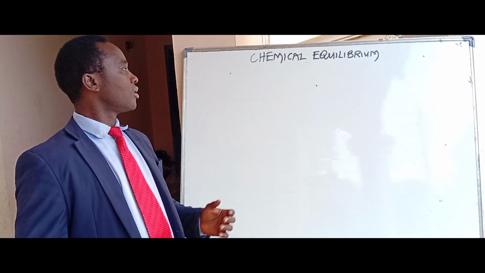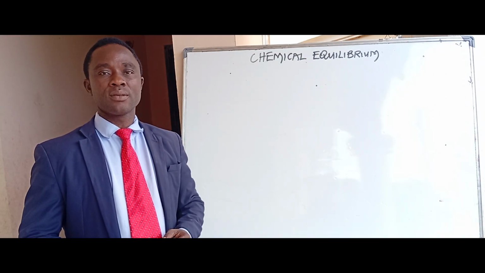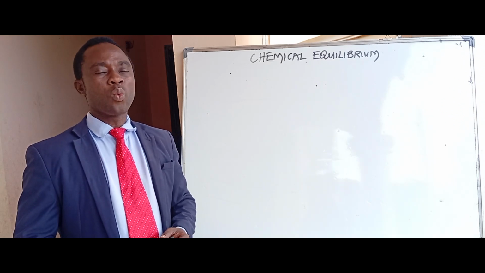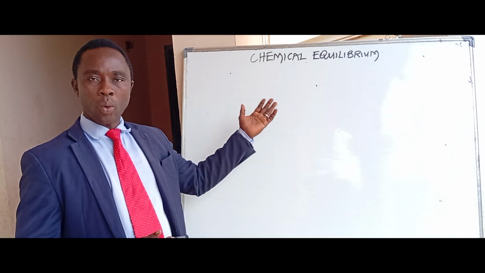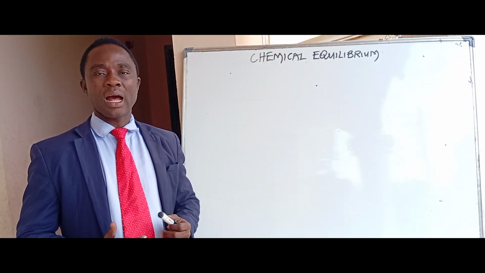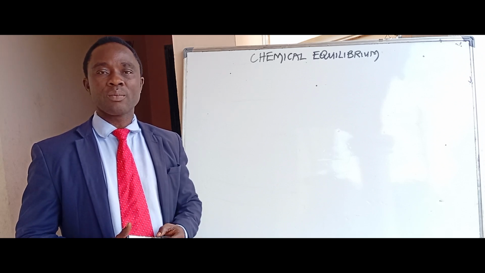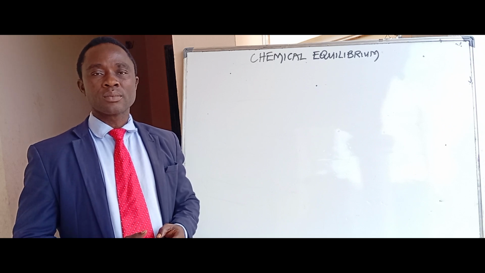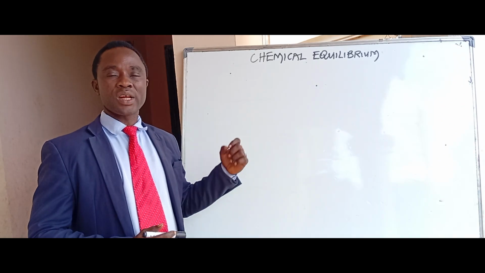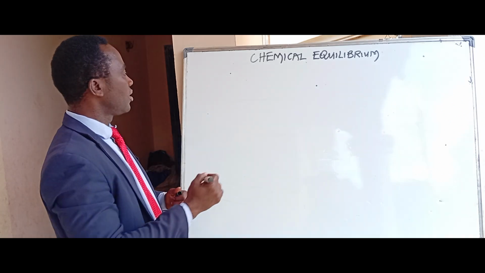My class today is on chemical equilibrium. When is a chemical reaction said to be in equilibrium? A chemical reaction is said to be in equilibrium when the rate of the forward reaction is equal to the rate of the backward reaction. And we understand that chemical equilibrium is not static equilibrium. It is a dynamic equilibrium because reactants are converted to products while the products are converted to reactants at the same rate.